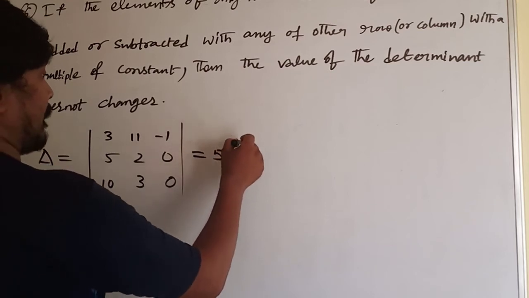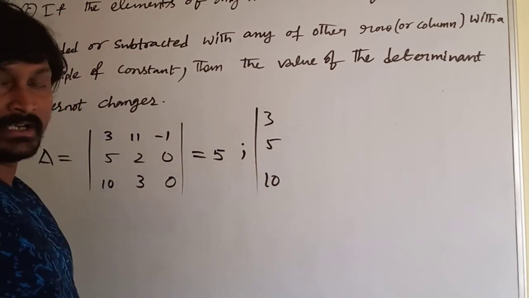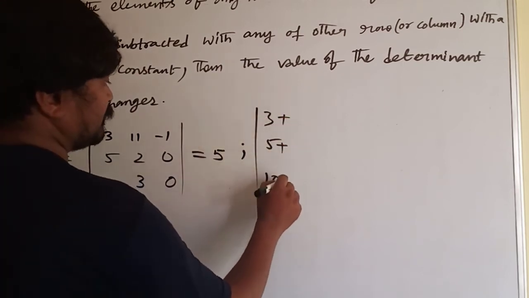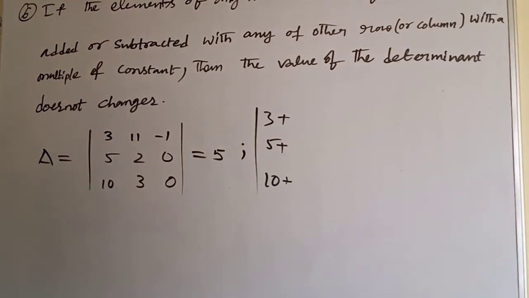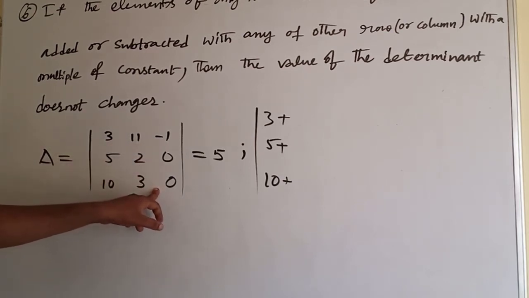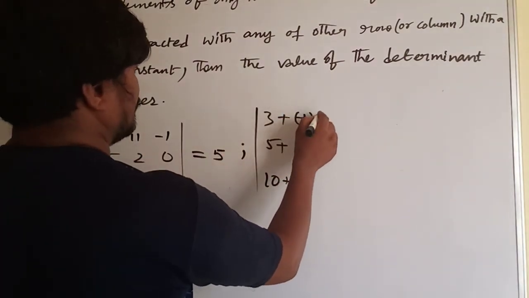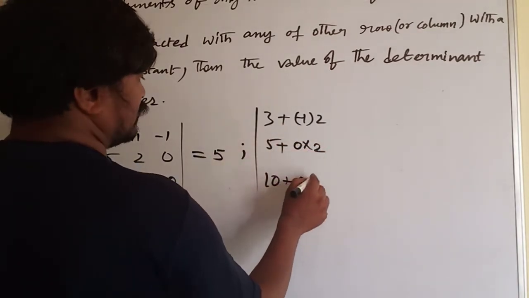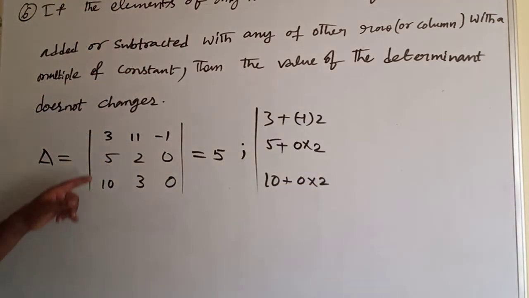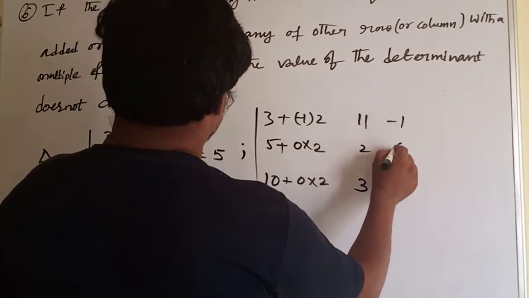Here the same determinant, 3, 5, 10, is there. What I will do here is add the last row with a multiple of 2. So 2 into minus 1, what do you get? I'll write here minus 1 into 2, minus 2, 0 into 2, 0 into 2. Then the remaining rows are 11, 2, 3, minus 1, 0, 0.